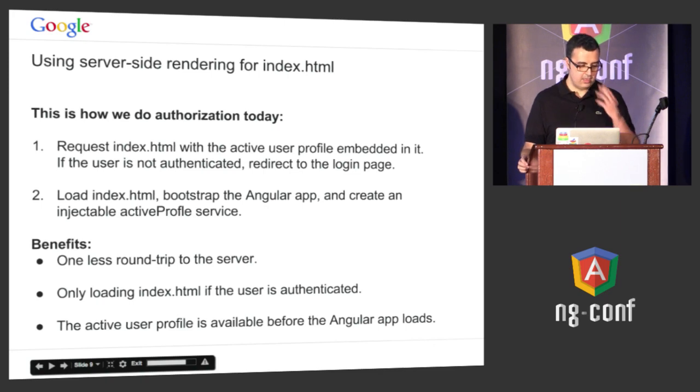So the benefits are, well, for one, we have one less round trip because we don't have to do the get active user profile request. The second part is that we're only loading index.html if the user is authenticated, because checking whether the user is authenticated is done on the server side instead of on the client side. And finally, the active user profile is now available to all the other parts of the app using injection, which makes it very easy to mock during tests and very simple to understand.